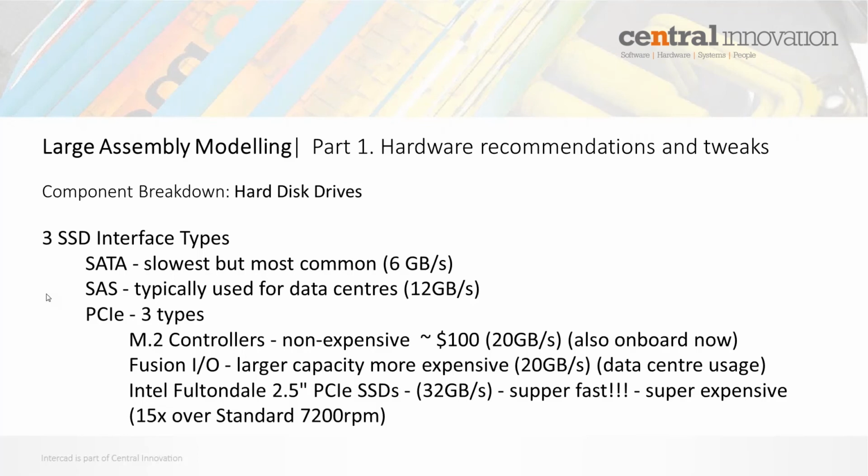Fusion I/O controllers, larger capacity and more expensive, so if you're looking at terabytes of data, you might use one of these controllers. 20 gigabytes of data, so similar to the M.2s, but they're really suited to data center usage. And then finally, the Intel Fultondale series. These are 32 gigabits per second. They're ultra fast, but they're also ultra expensive. So if you could justify the expense for whatever project it is that you're using it on, then certainly that would benefit you in terms of getting data across for large assemblies.